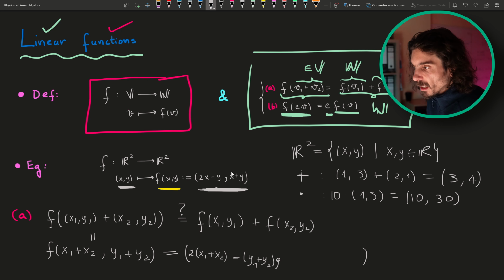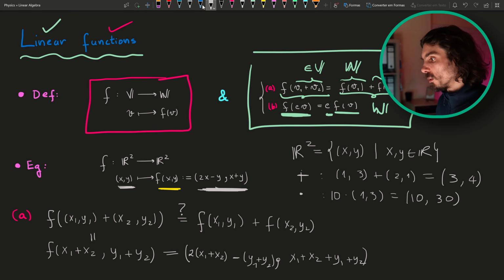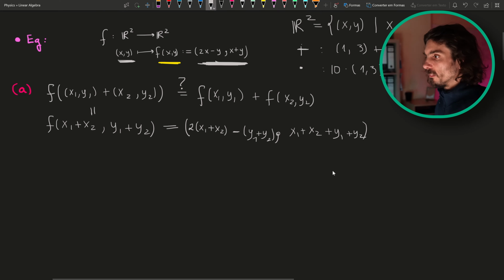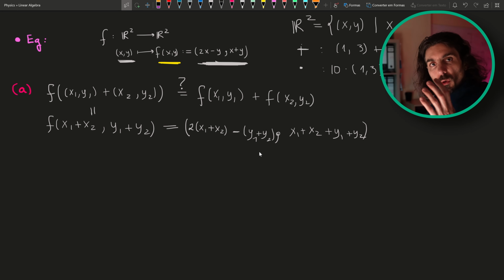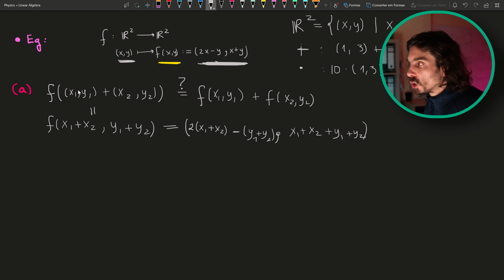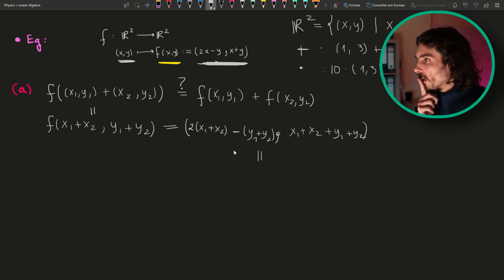Now, the second entry of our linear function, well, it's x plus y. The first plus the second. But what is the first? Well, it's x1 plus x2 plus y1 plus y2. So let's write it: x1 plus x2 plus y1 plus y2. So far, so good. That's it. But still, we are just rearranging this thing so that we can check whether this side is equal to that side. So let's keep rearranging and see.